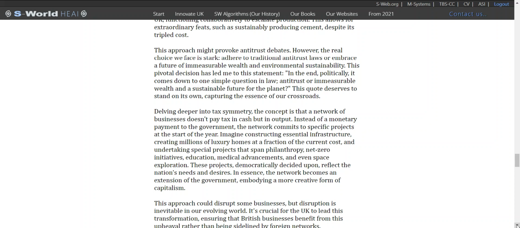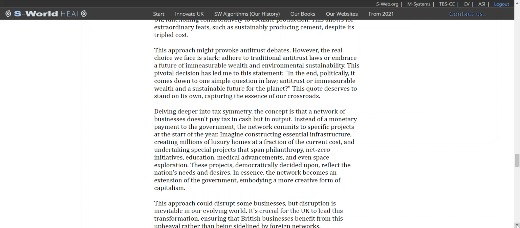This approach might provoke antitrust debates. However, the real choice we face is stark: adhere to the traditional antitrust laws or embrace a future of immeasurable wealth and environmental sustainability. This pivotal decision has led me to this statement.